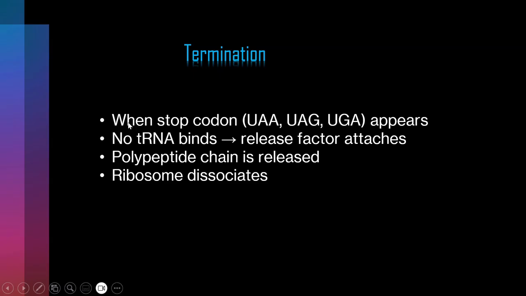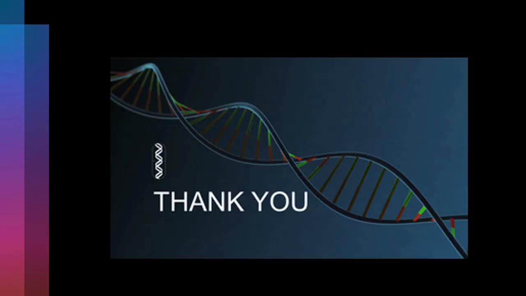Termination step: when the stop codon, that is, these 3 codons UAA, UAG and UGA, appears, in this portion no tRNA binds. So the polypeptide chain is released in the presence of the stop codon, and the ribosome dissociates from the protein.